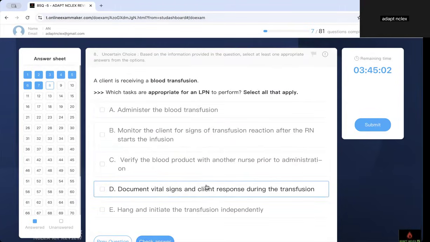Which tasks are appropriate for the LPN to perform? Select all that apply. A client is receiving a blood transfusion. 1, administer the blood transfusion. Can the LPN do that? Monitor the client for signs of transfusion reaction after the RN started the infusion. Verify the blood product with another nurse prior to administration. Document vital signs and client's response during the transfusion. And initiate the transfusion independently.